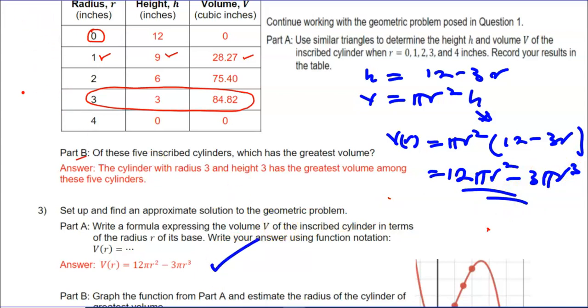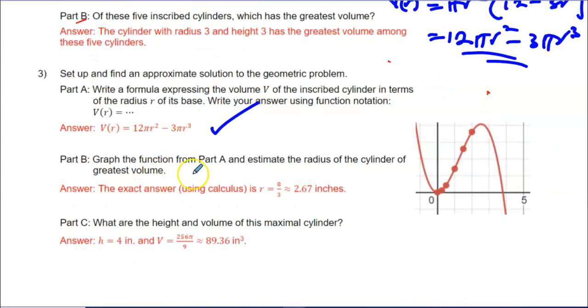That is that. Now part B says that we should grab the function from part A and estimate the radius of the cylinder of the greatest volume. Now when you graph the function, this is the nature, and you will see that the radius for the maximum is occurring around 3, as you can see here. It's occurring around 3. Now, what are the height and volume of the maximal cylinder? First of all, it says estimate the radius of the cylinder of greatest volume.